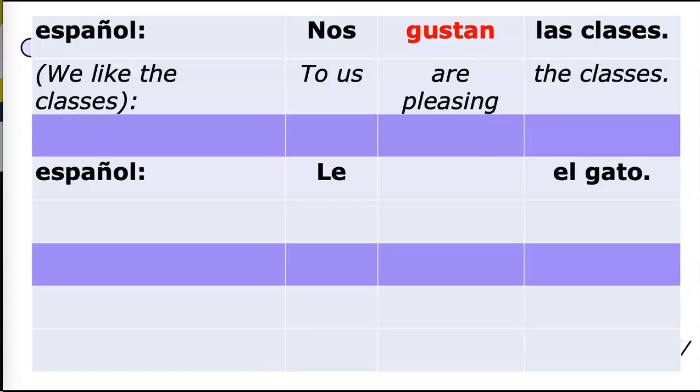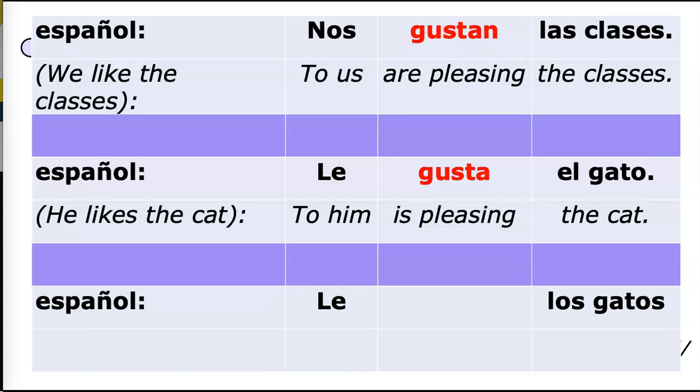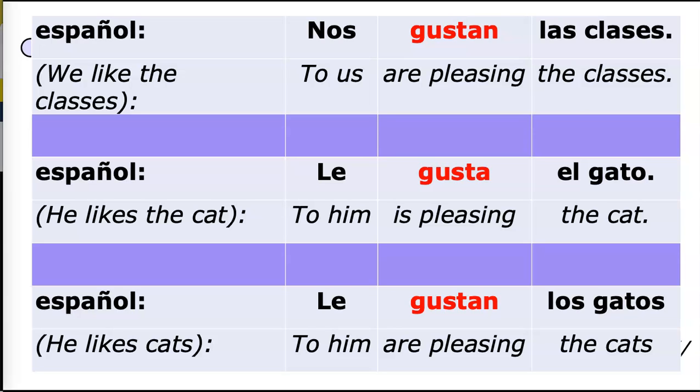Le something el gato. Le gusta el gato. He likes the cat, or to him is pleasing the cat. El gato is singular. We use gusta. Le blank los gatos. Yes, it's going to be le gustan los gatos, and it translates to he likes cats, or to him are pleasing the cats.